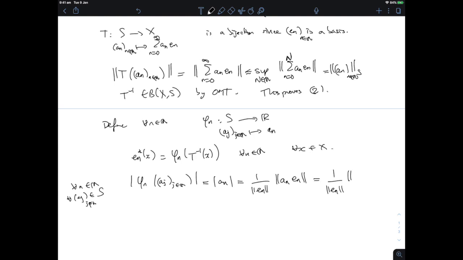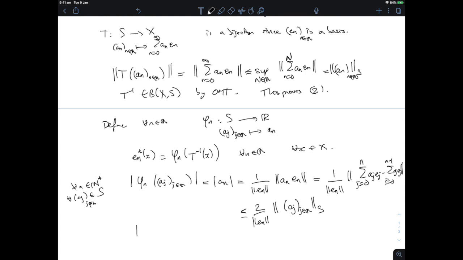So this is 1 upon en times the sum j equals 0 to n of aj ej minus the sum j equals 0 to n minus 1 of aj ej. Let's now take our n to be non-zero. For the zeroth component, it's even easier. You just write it as a0 e0 here. All right, and this is certainly smaller, by triangle inequality, than 2 divided by norm of en times the norm of the sequence aj in the sequence space S.